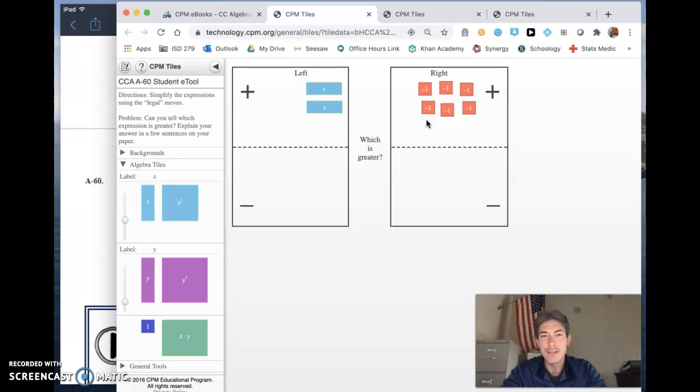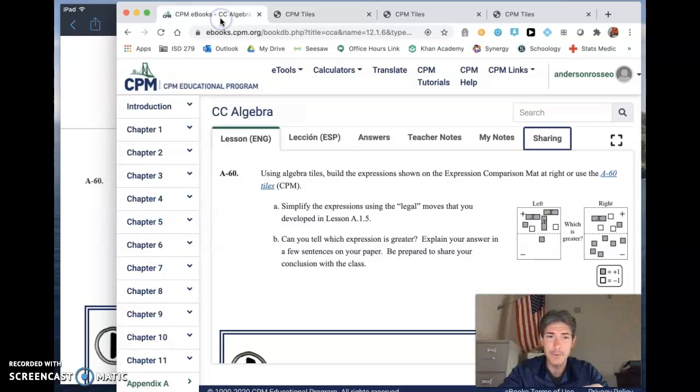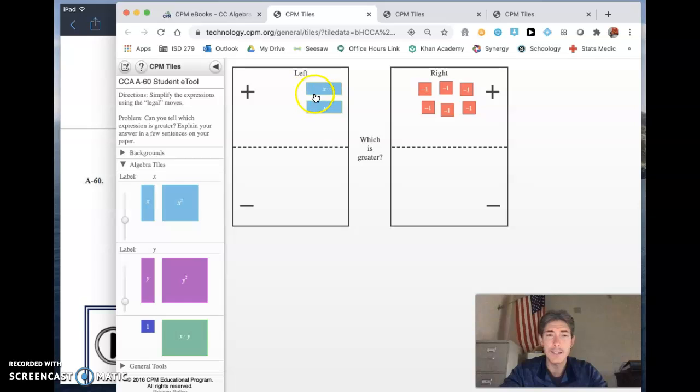And the reality is, I'm not sure. Because the answer lies in, well, how big is x, Anderson? If x is 5, the left-hand side's bigger. If x is -5, well then the right-hand side is bigger. And we don't know that, unfortunately. Okay? So here's what I'm going to ask you guys to do. These are for your notes, for part B, can you tell which expression is greater? And like I just said, that kind of depends on what x is.